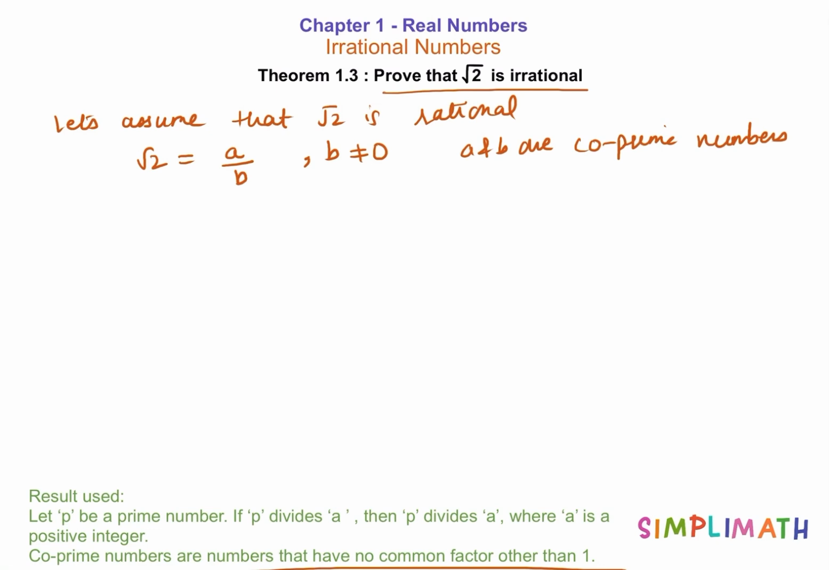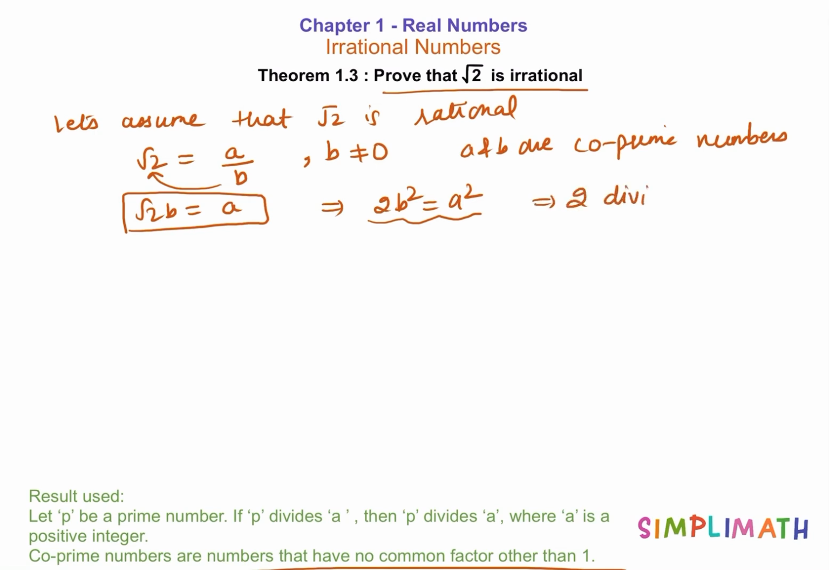All right. So if we take b to this side, we get root 2b equals to a, and if we square the whole equation, we get 2b square equals to a square. Okay, so from this equation we can say that 2 divides a square, right?